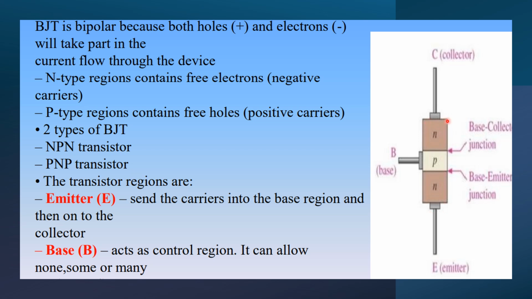If you want a PNP transistor, it is exactly the opposite. Take p-type semiconductor, sandwich n-type semiconductor in the middle. Then the PNP transistor will form.